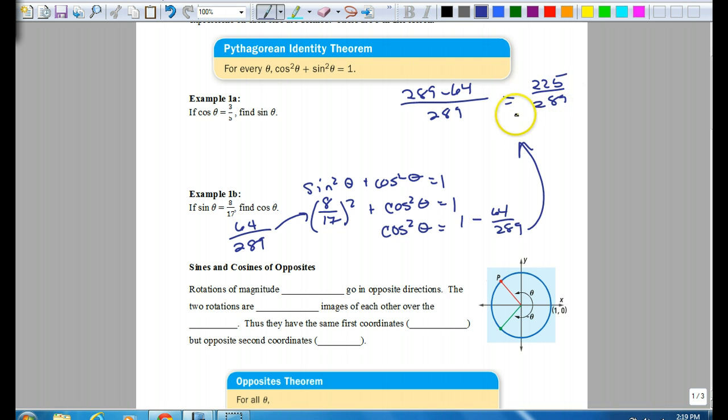And now you're going to take the square root of that. So it should be either 15/17 or negative 15/17, because when you take the square root of something, it can be positive or negative. Okay?